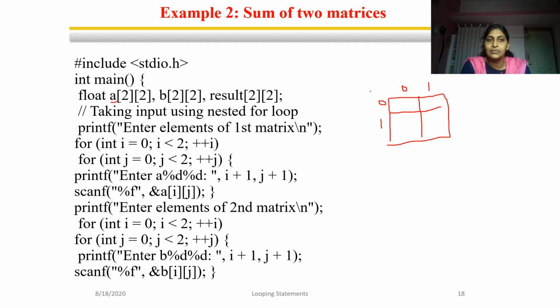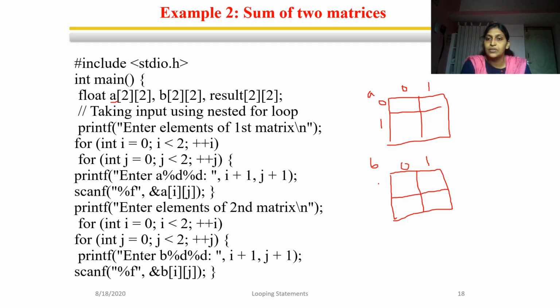Okay, the array name is what? Here the array name is A. So this array name is A. Same way, another array is B. We are allocating 2 rows and 2 columns.